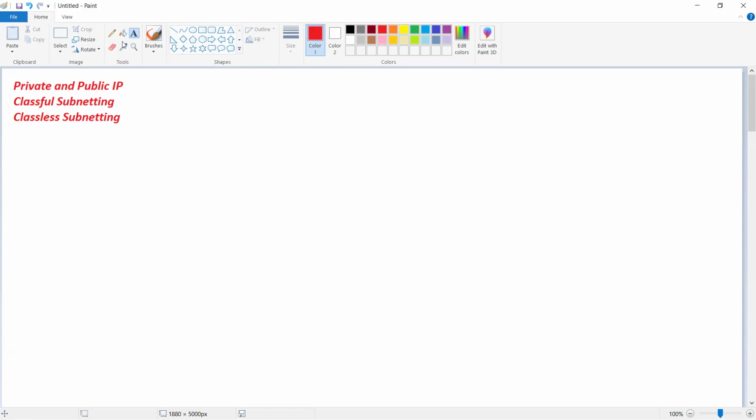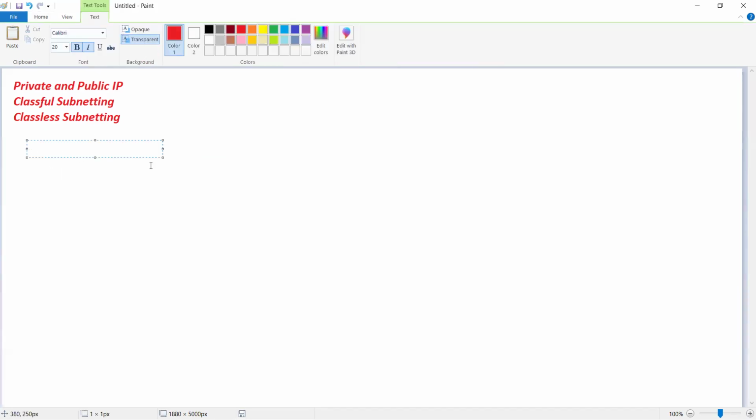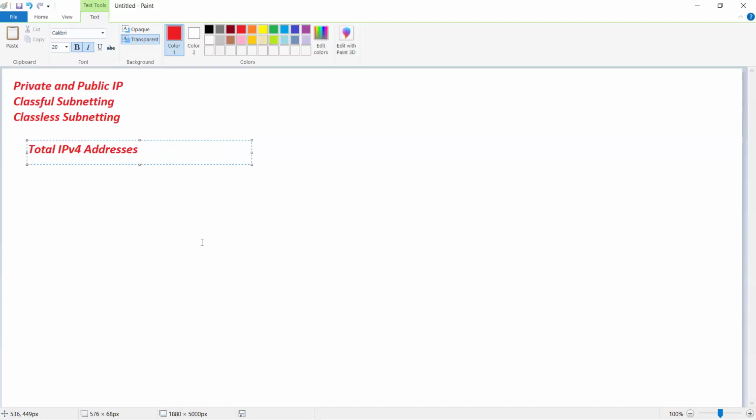So how many total addresses are there in IPv4? It is 32 bits, so 2 raised to the power 32, which is somewhere around 4.29 billion. You can call it 4.3 billion also.